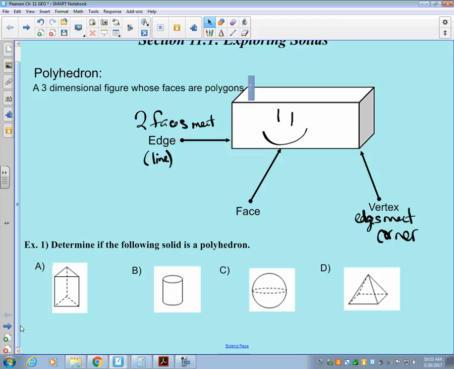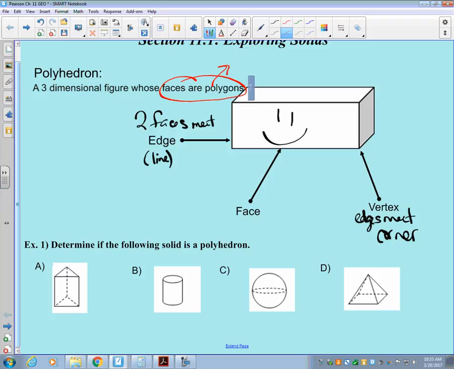Okay, so the requirement to be a polyhedron is that your faces have to be polygons. Polygons are figures that have 3 or more lines that are connected and meet together. So we need 3 or more lines on each of the faces to create a polygon. If I have those, then I have a polyhedron.